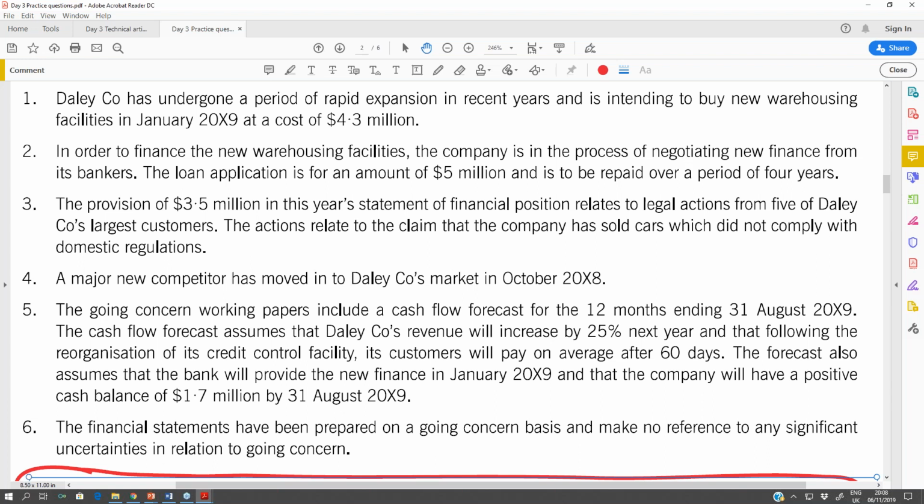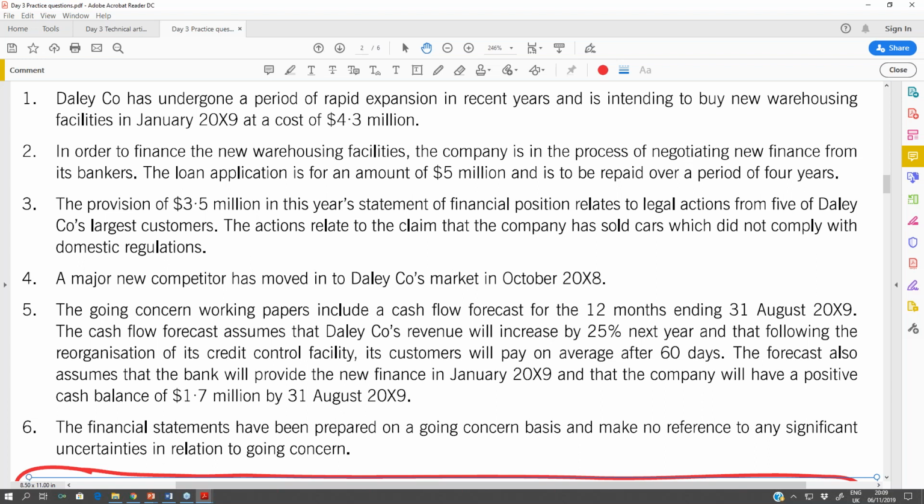So that's good. That's quite optimistic. Nothing of an issue. The company wants to buy a new warehouse in January 2019 because of a rapid expansion. The rapid expansion is an optimistic situation and sounds good. In order to finance the new warehousing facility, the company is in the process of negotiating new finance from its banker. The loan application is for $5 million and the loan is to be repaid over a period of 4 years.